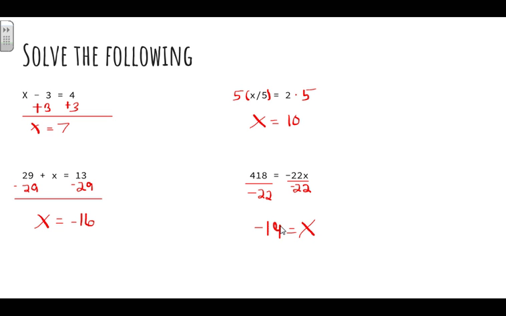Okay, so that's solving one-step equations. It should be pretty simple. You use the opposite operation, use the number with the variable, keep your equation balanced.